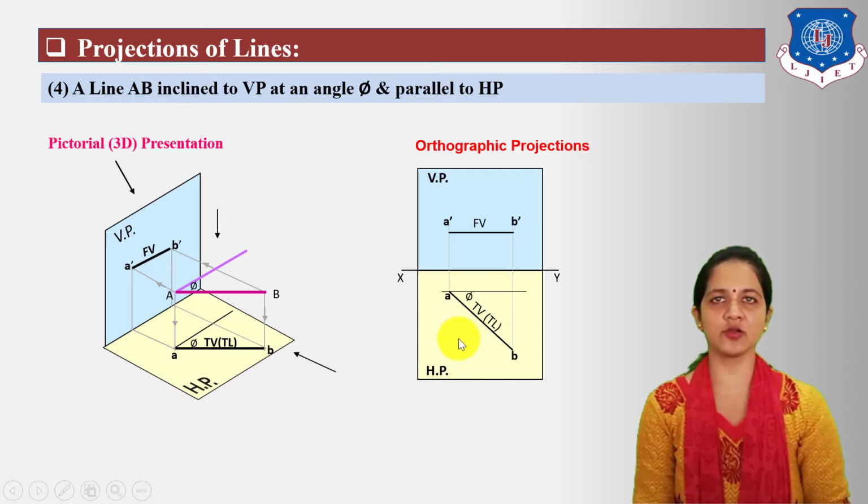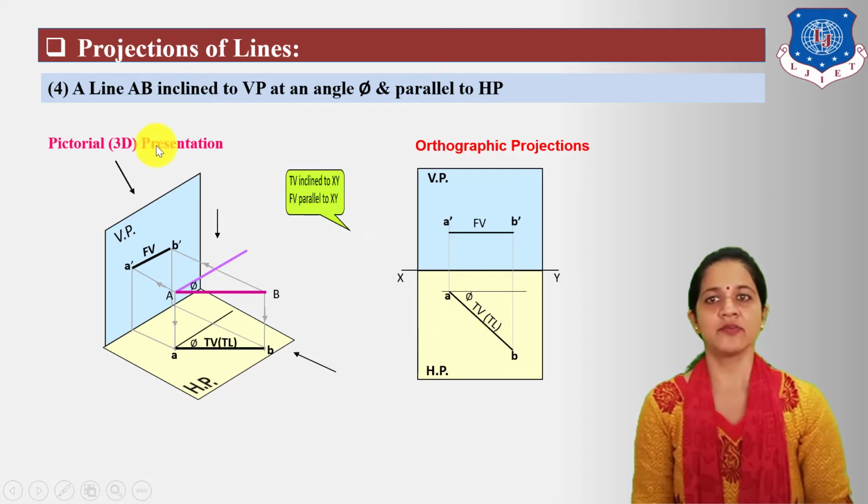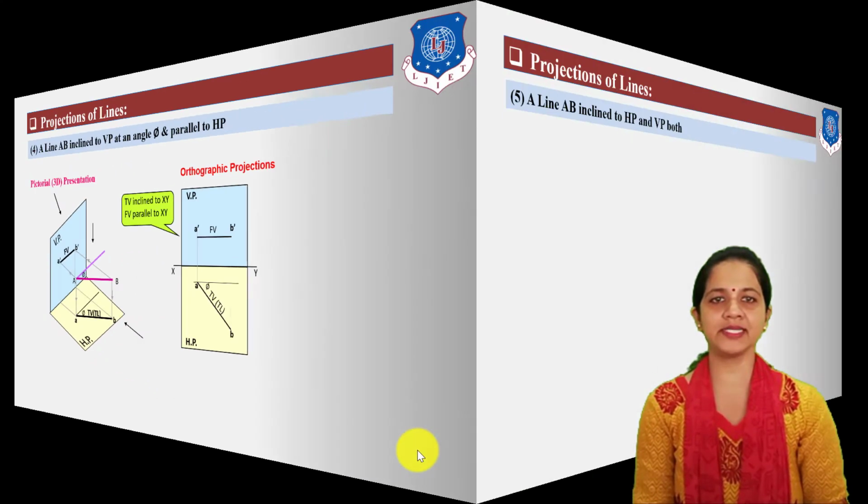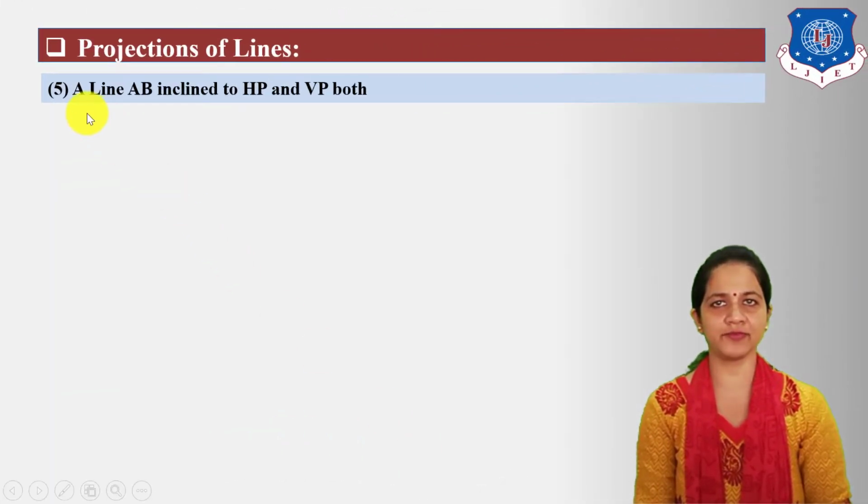Now what is the conclusion of this case? When a line is inclined to VP at an angle phi and parallel to HP, then the top view is inclined to XY or VP and the front view is parallel to XY or parallel to HP and VP. Next, let us understand the fifth case.